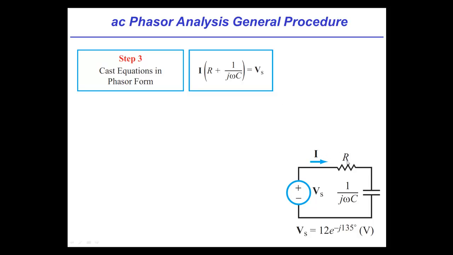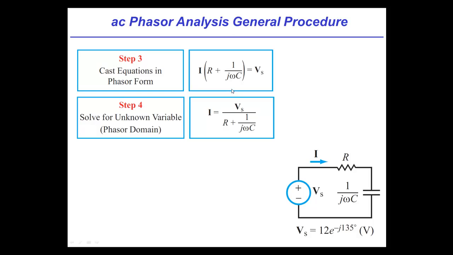And that works because these are in series with each other and they're the same current going through them. For the purposes of our phasor analysis, we treat these impedances exactly like resistances in terms of how we deal with them in KVLs and KCLs. So we get I times R plus 1 over j omega C is equal to Vs. It's pretty easy.